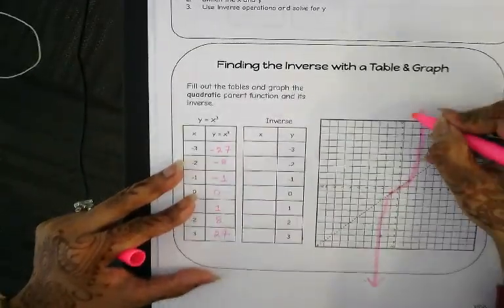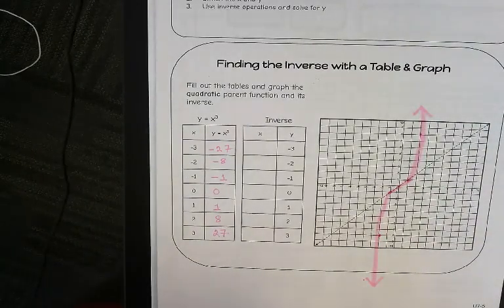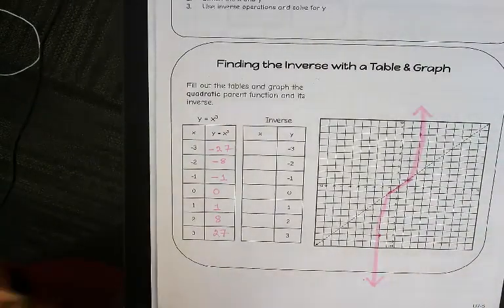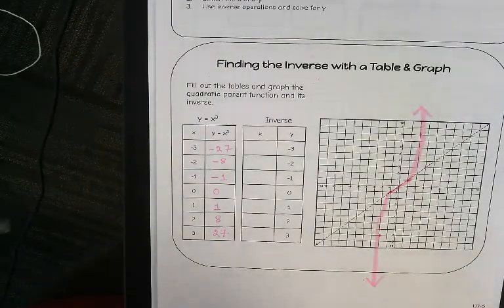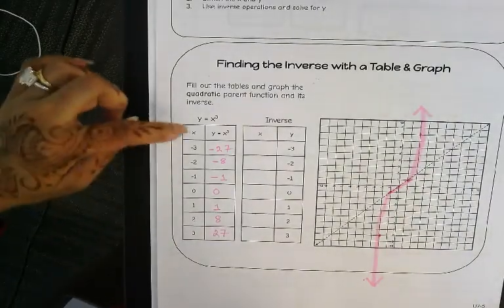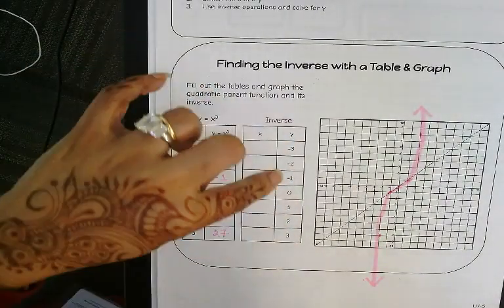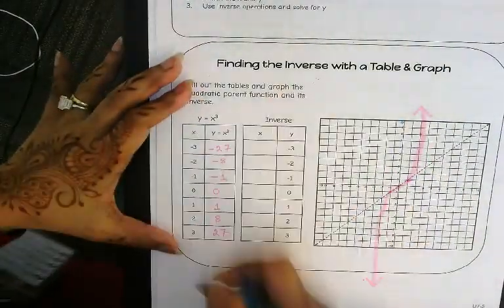So it's going to look like something like this. That's your original function. We're going to draw the inverse now. To draw the inverse, what do we do when we have the inverse from the table? Just flip the values. So all the x values are going to be my new y values, and all the y values are going to be my new x values. So we just flip the values.